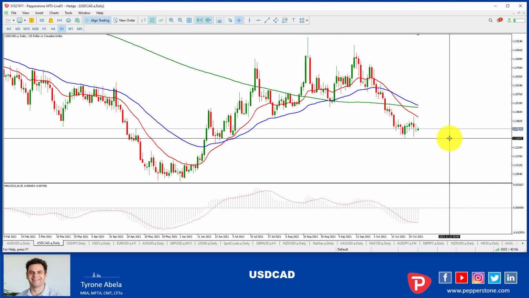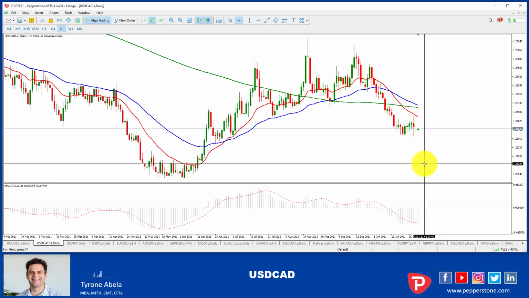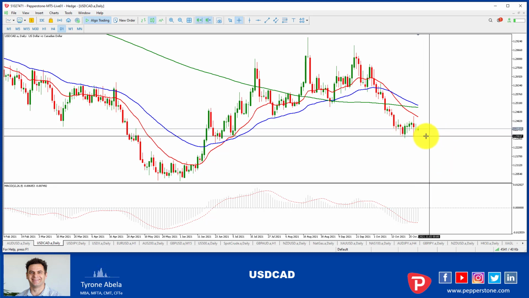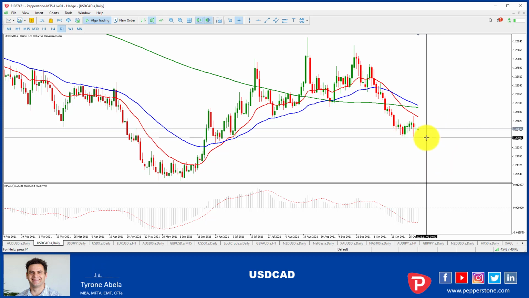I wouldn't be taking anything less than a daily break of this level. If it does that, then we could start looking to the lows again at around that 120, 121. But realistically, it's got a little bit to do before it actually makes that happen.